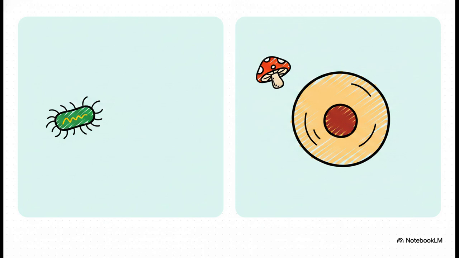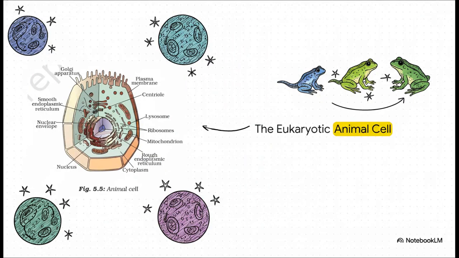On one side, you have your simpler prokaryotes, like bacteria. We're talking incredibly tiny here, usually just 1 to 10 micrometers, and they completely lack a defined membrane-bound nucleus. On the flip side, we have eukaryotes. These guys are much larger, ranging from 10 to 100 micrometers. They have a well-defined nucleus, and they are exactly what make up you, me, and, yep, that mushroom we mentioned earlier.